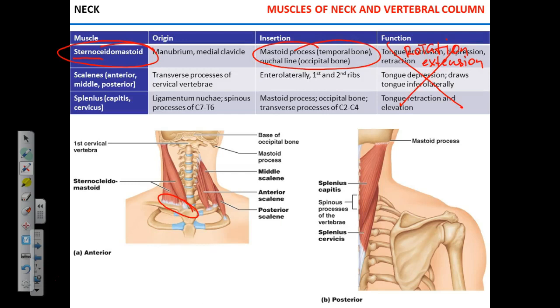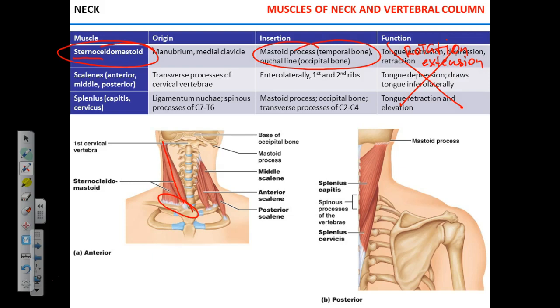Okay, good. Rotation and extension of the head. So when you rotate, think about this. You contract this muscle, okay? And you're going to turn the head to the opposite side. And part of it will also be working towards extension of the head, or hyperextension of the head. Does that make sense? Good.